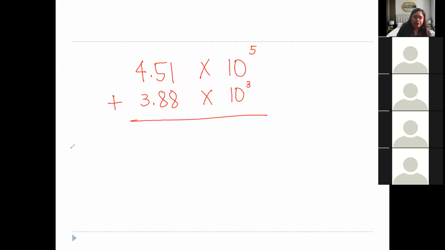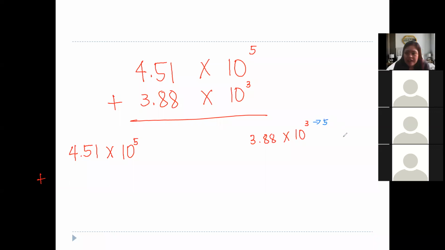Because we will do that. We can keep the 4.51 as is, because as I told you, most of the time the larger given stays as is. So what we adjust is the 3.88 times 10 raised to the power of 3. How do we adjust it? Our goal is to make the exponent 5. So with a positive exponent, if we want to add 2 so it becomes 5.